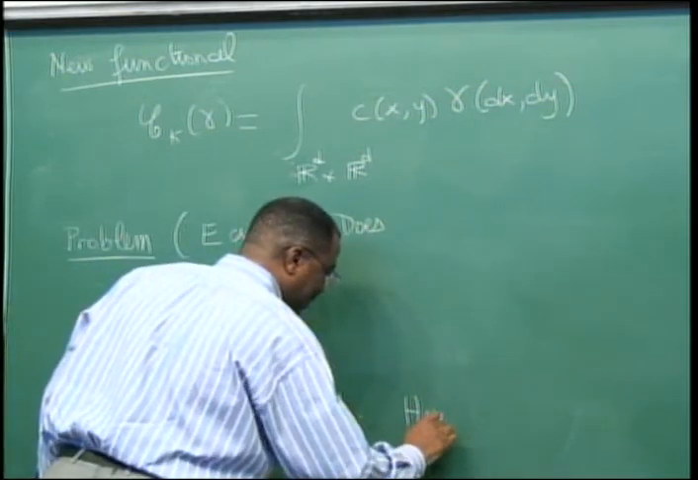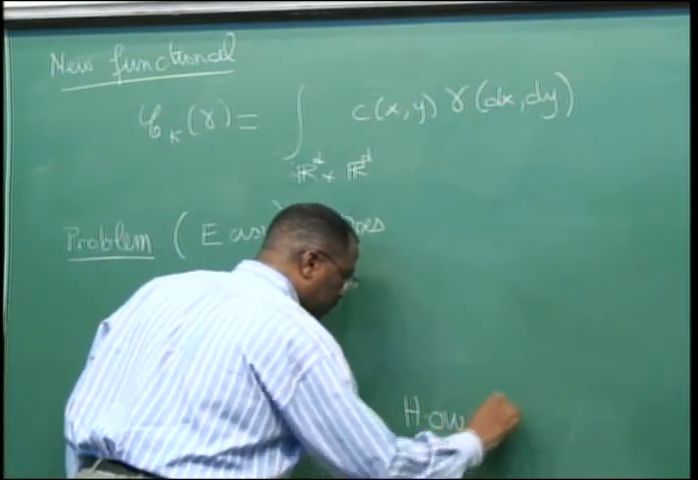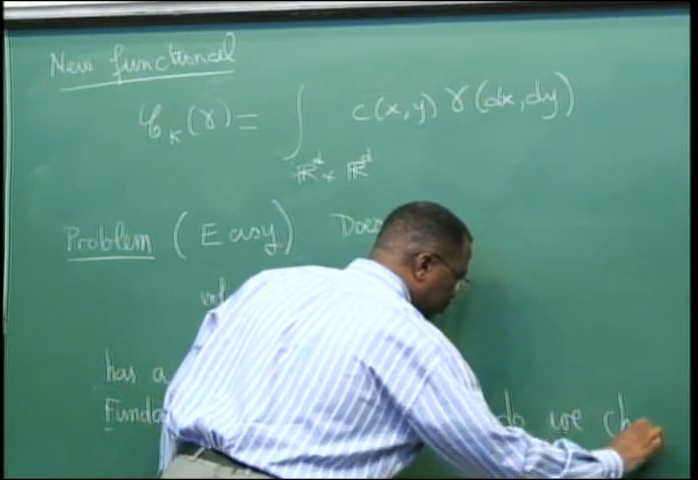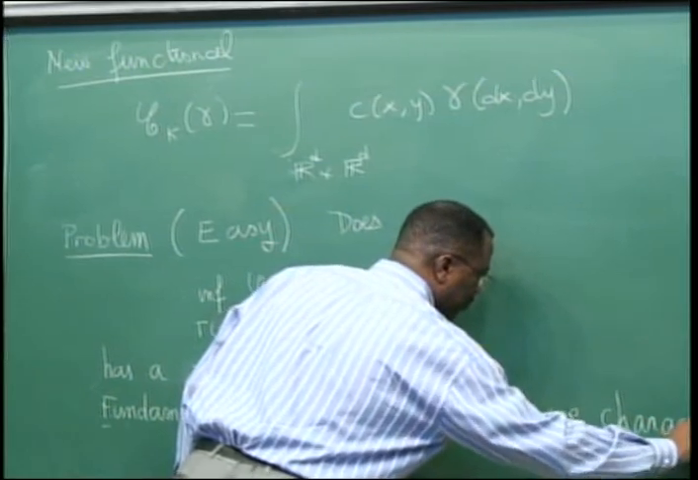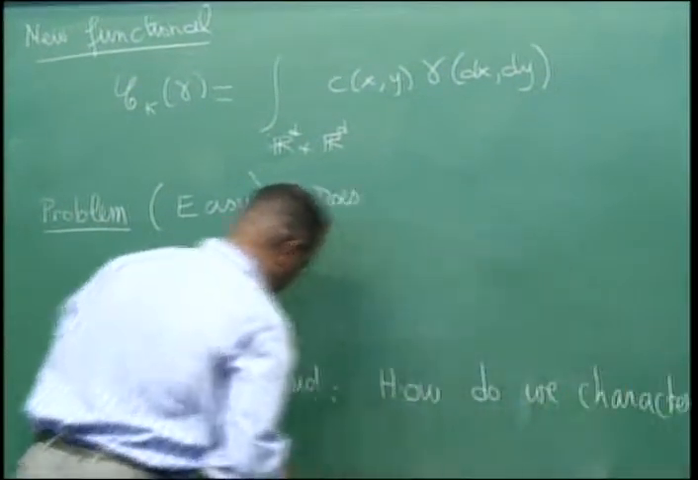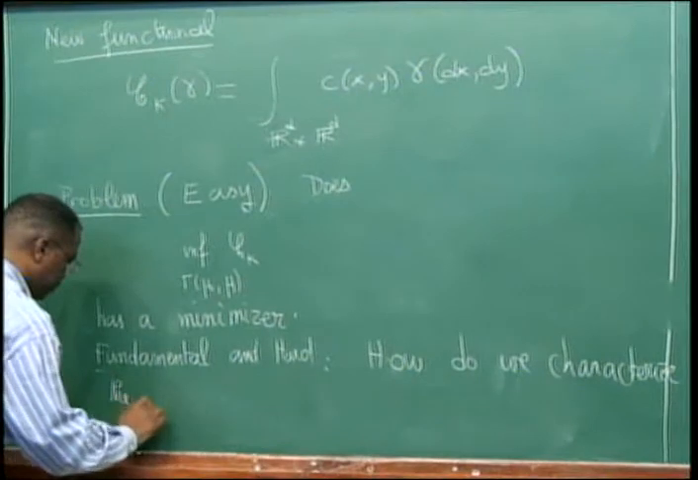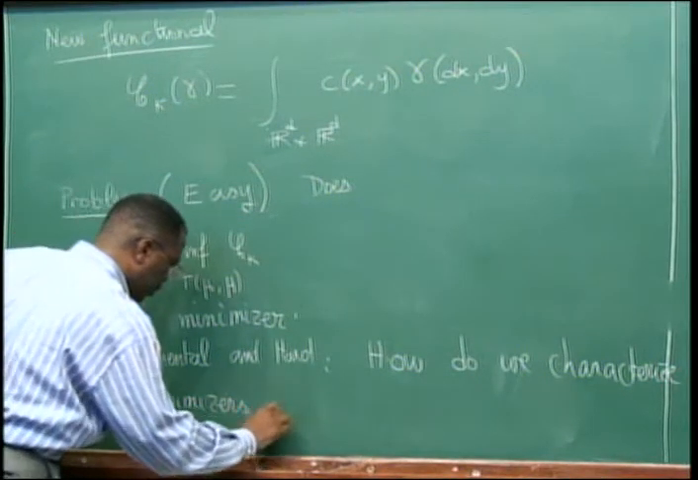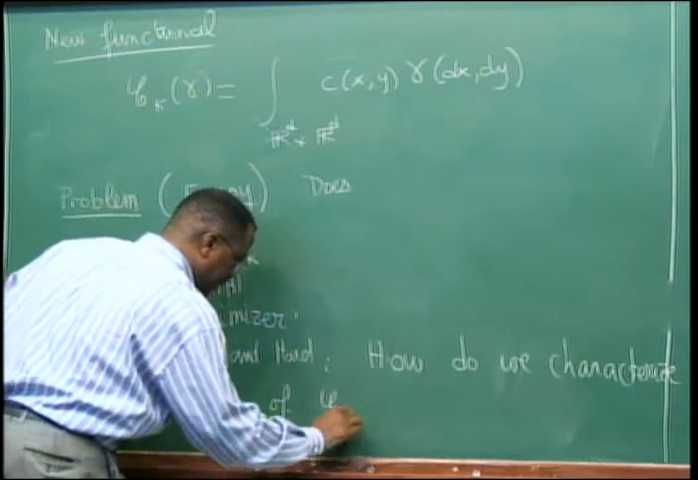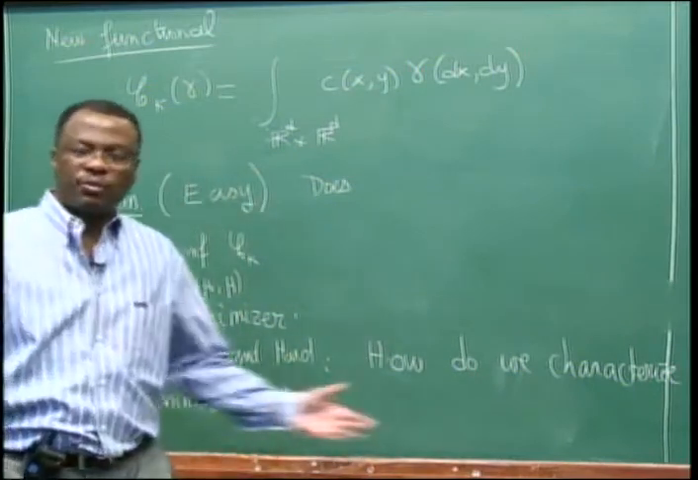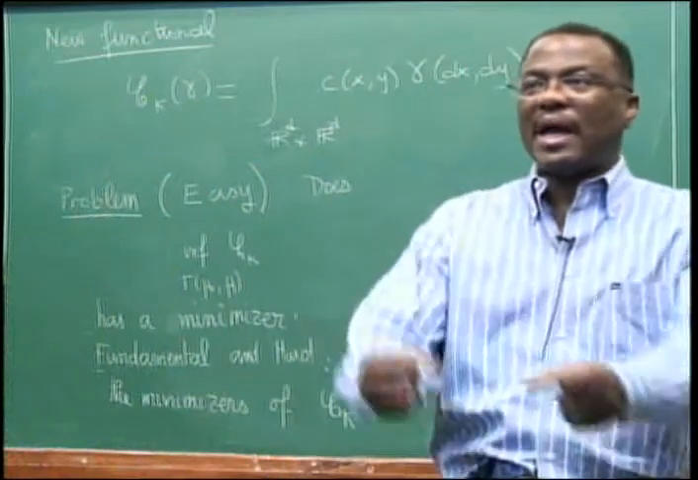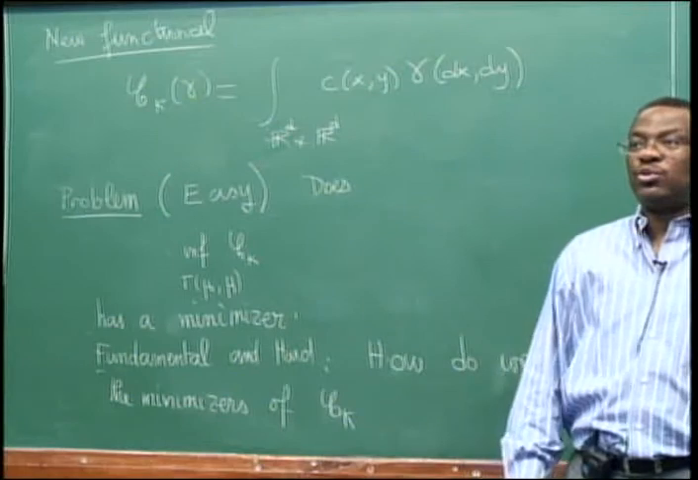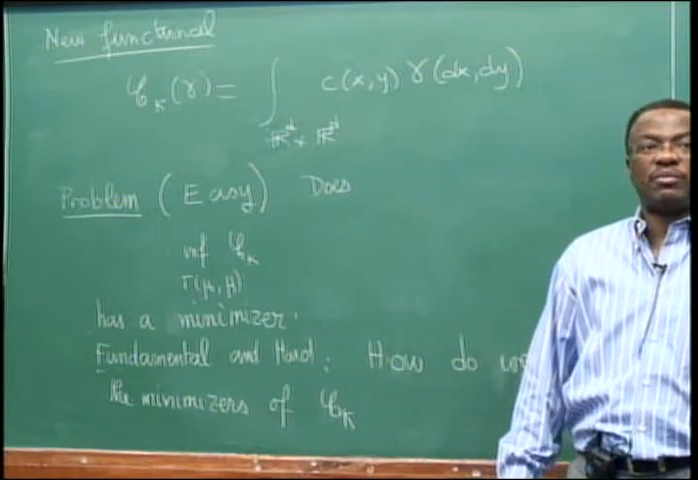How do we characterize the minimizer of CK? In other words, the question I am asking here is, I give you a gamma which is in this set, and I ask you, tell me whether or not it is a minimizer.